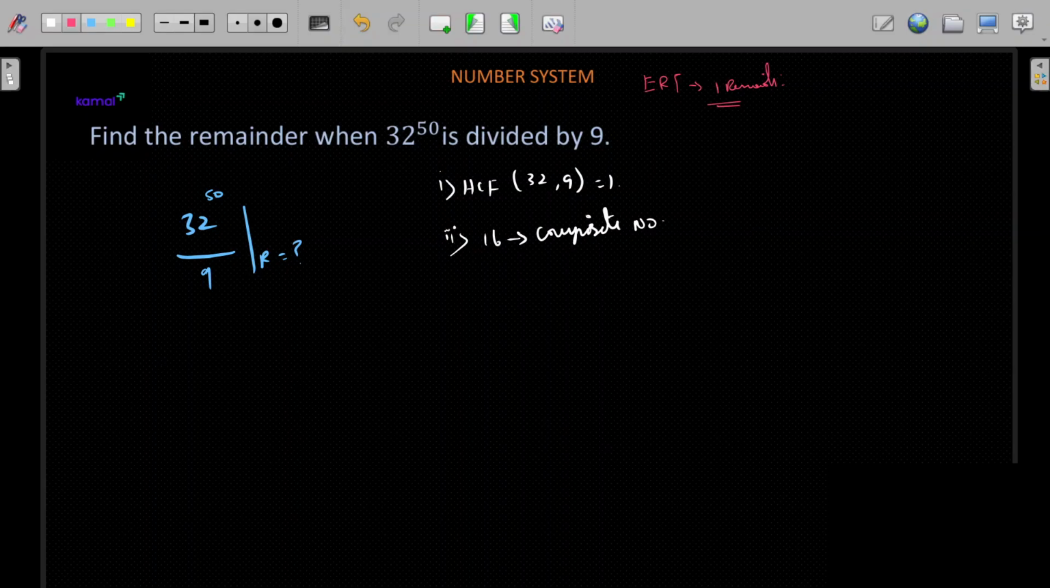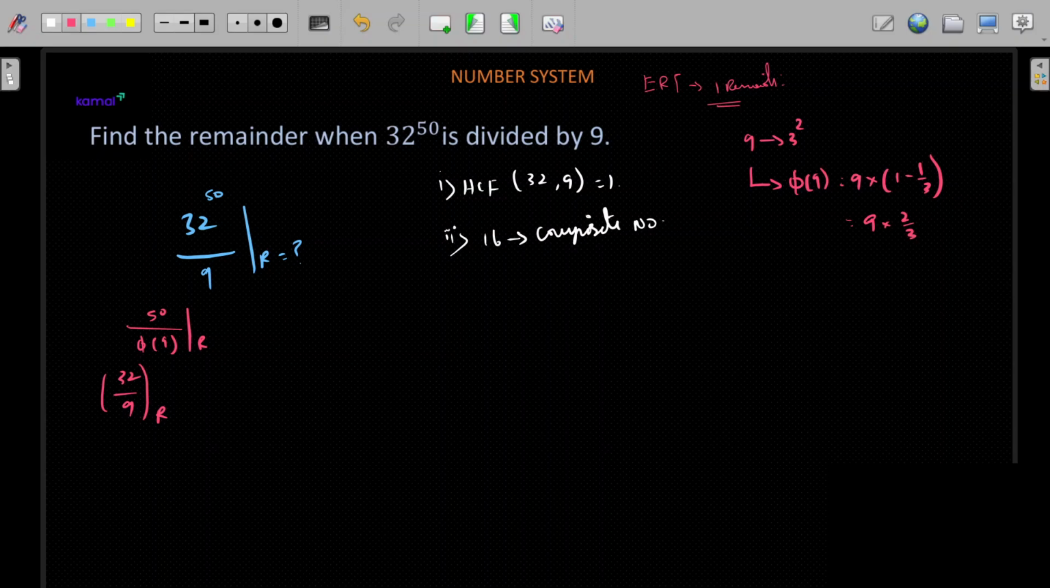So it will eventually become 32 power 50 by 9. I have to find this remainder, and then I will divide the power by the Euler totient number of 9 to find the remainder. Now 9 is nothing but 3 square. The Euler totient number for 9 is equal to 9 into 1 minus 1 by 3. This 1 minus 1 by 3 is just equal to 2 by 3. So 3 threes are 9, it will become 3 into 2, which is equal to 6. So the Euler totient number for 9 is nothing but 6.